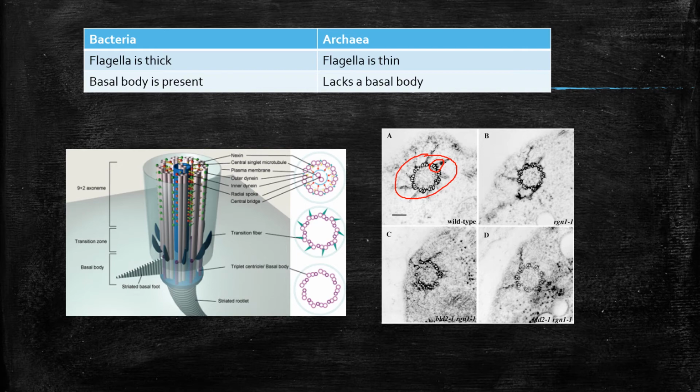The prokaryotes in archaea, the flagella is very thin, and they actually lack a basal body. Instead of having a basal body, there is a flagellin hook that attaches the flagella. So that's the difference between those two domains.